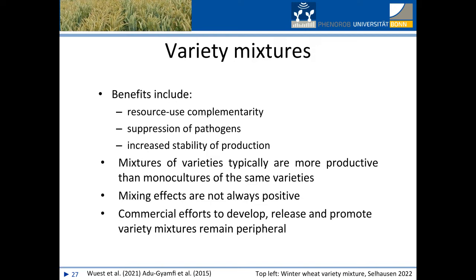Variety mixtures have several benefits. Resource use complementarity is an expected key underlying mechanism, provided that the varieties in the mixture differ in resource-related root traits. One could, for instance, combine more shallow rooting with more deep rooting varieties.